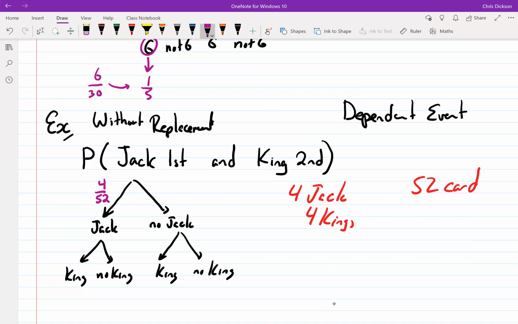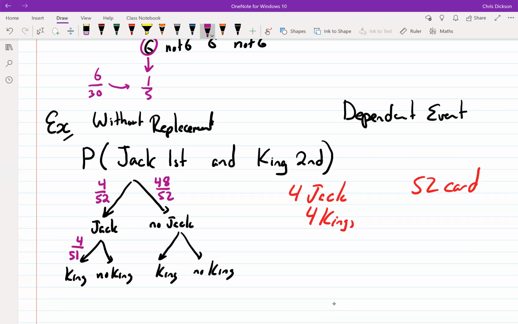And then for no jacks, basically 52 minus 4 would be 48 other cards that are not jacks, divided by 52. Now, if you pulled a jack out and you didn't replace it, so you didn't put it back in the deck, would that change the number of kings in the deck? So you took this card out that's a jack. Would there still be 4 kings in the deck? Well, of course, there'd still be 4 kings. But there would only be 51 cards in the deck now. So that bottom number changes because of the no replacement.